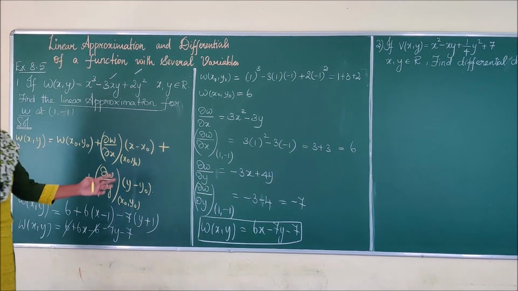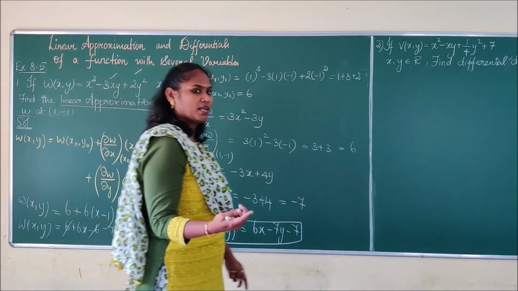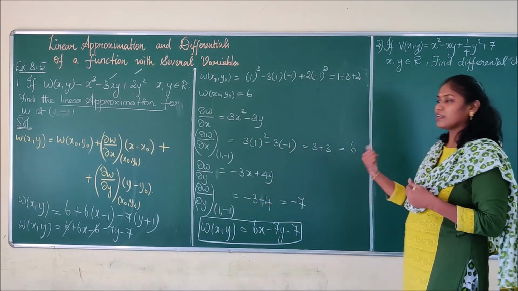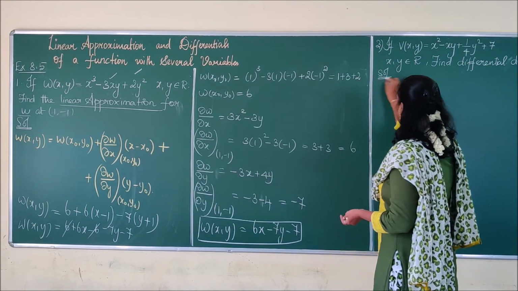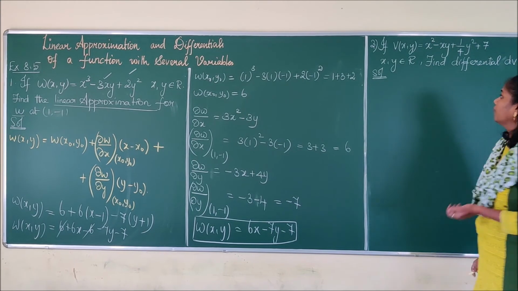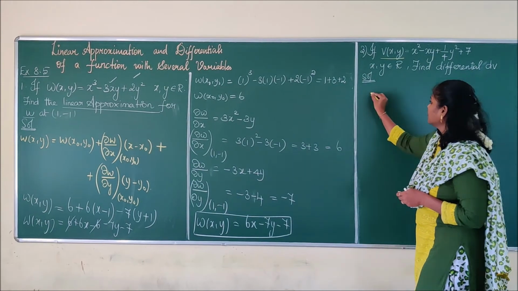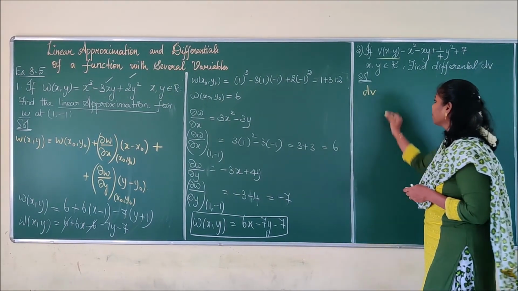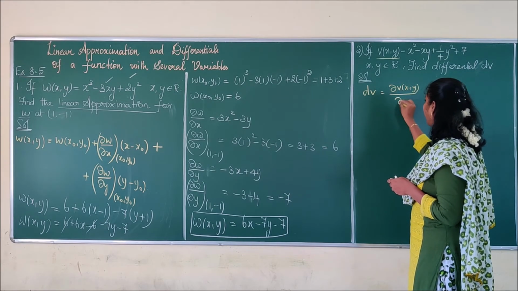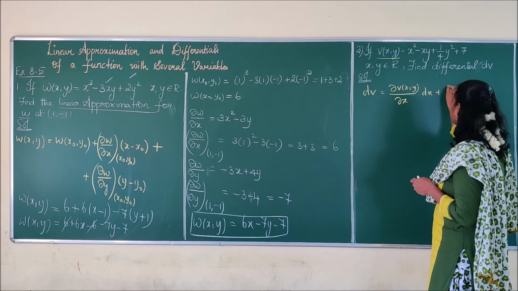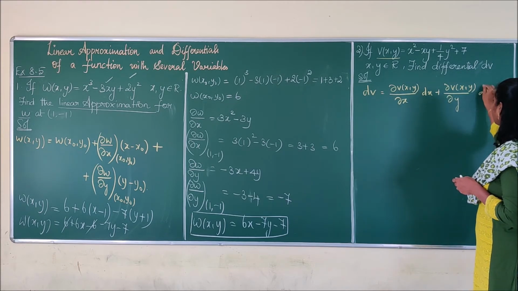Okay, next what we are going to see is we are just going to find the differential. We have learned two formulas, isn't it? One is linear approximation and the other is the differential formula. Now we are going to write the formula for the differential, and it is very simple. You have to find the differential for the function v of x comma y. So the differential is dv, which is ∂v/∂x into dx plus ∂v/∂y into dy.